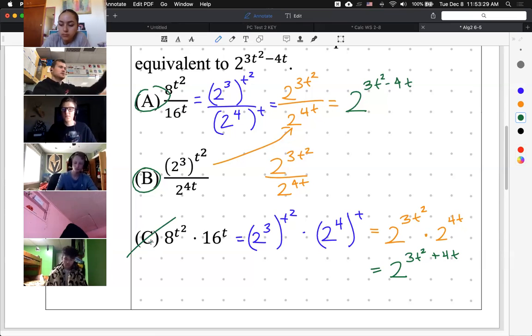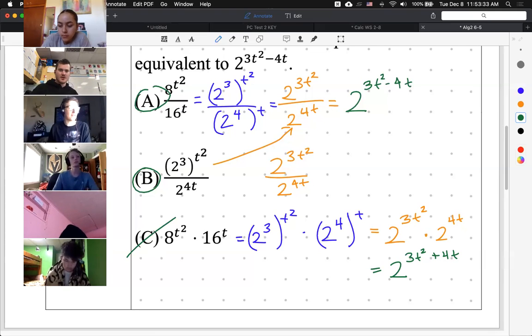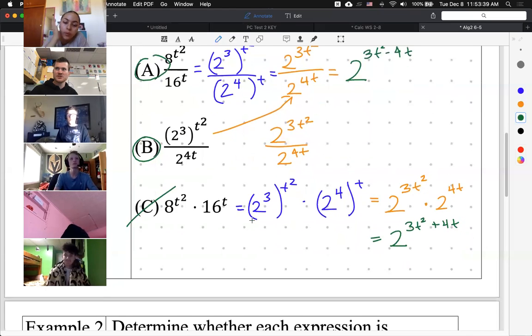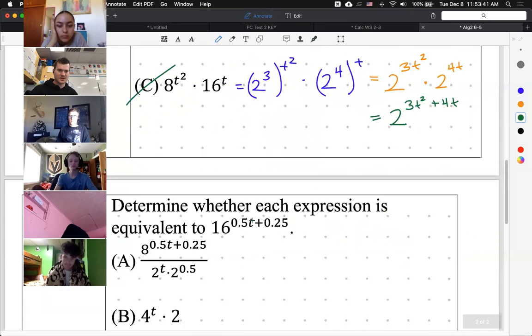Woo! I see why it clapping for me. Thank you. Make me feel good. All right, example number 2. On to the back. And there's no one raising their hand to slow me down or ask questions.